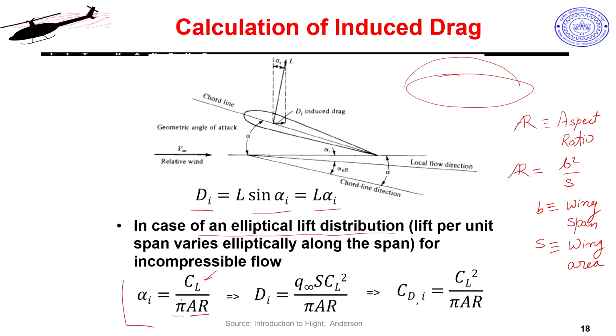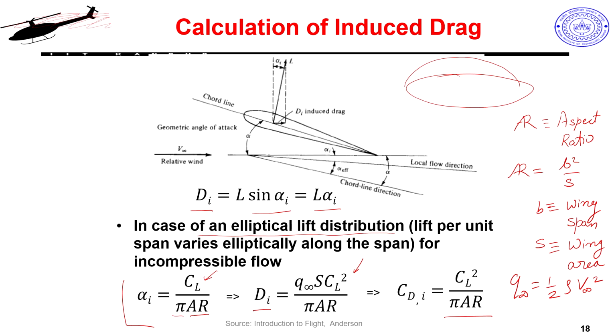Now, with this alpha I can immediately calculate L into alpha I. So, I get this as my induced drag value, where Q infinity is my same dynamic pressure, Q infinity is half rho V infinity square. Now this I can convert back into my drag coefficient, which I will call the induced drag coefficient, C D I, and that is C L square by pi A R. But this expression is only valid for elliptic planforms having elliptic lift distributions.